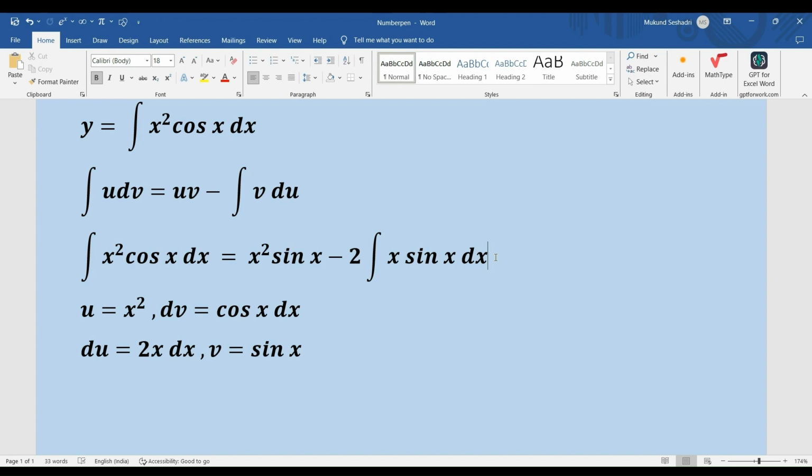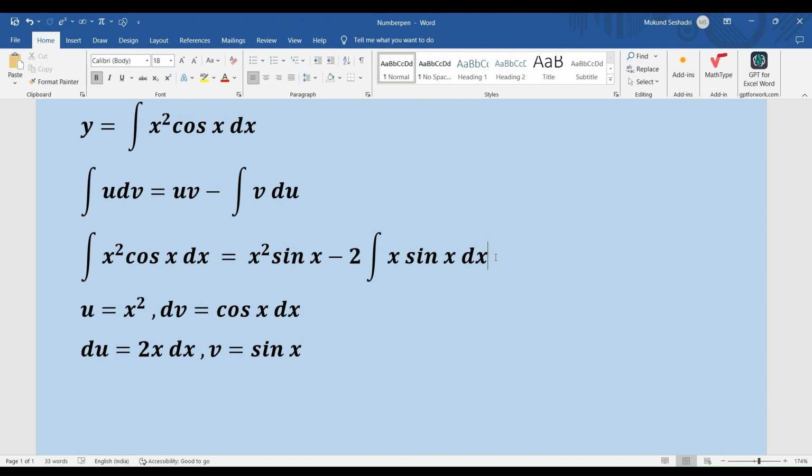So now you understand why I insisted on choosing u equals x square. If you had not taken u equals x square, and if you had taken the other function as u, which in this particular case is cos x, right? dv would have been x squared dx, right? And when your dv is x squared dx, what is your v? It is x cubed by 3, right?